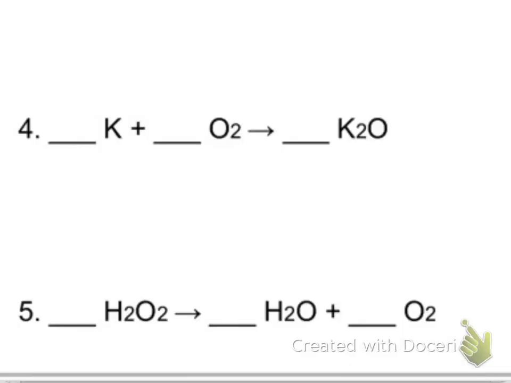So we're going to go ahead and write our atoms for our left-hand side. We have 1 potassium, 2 oxygen.